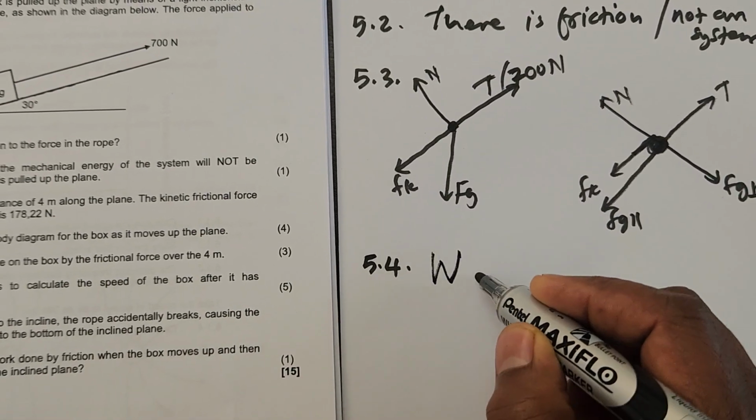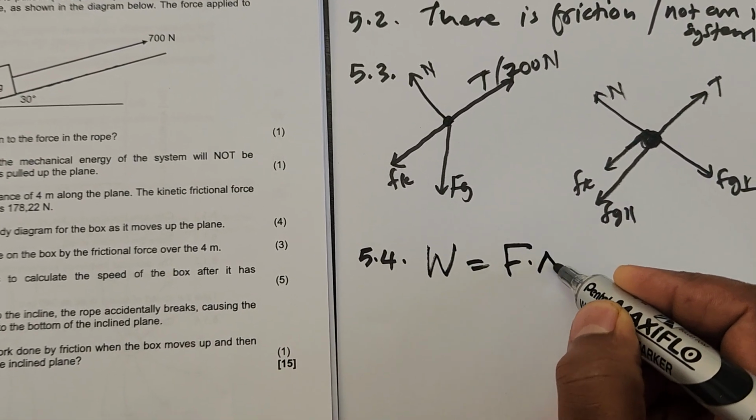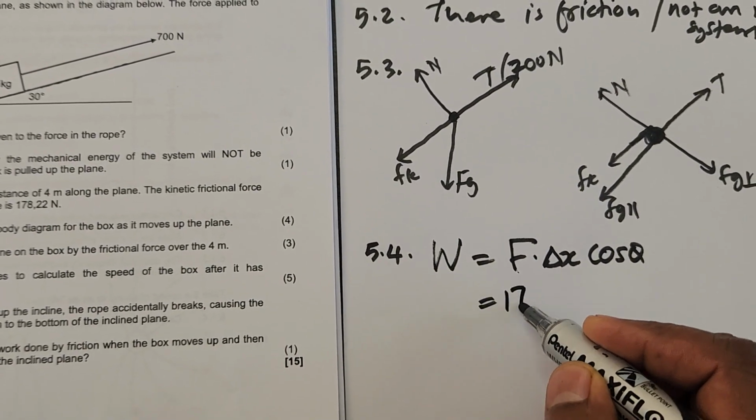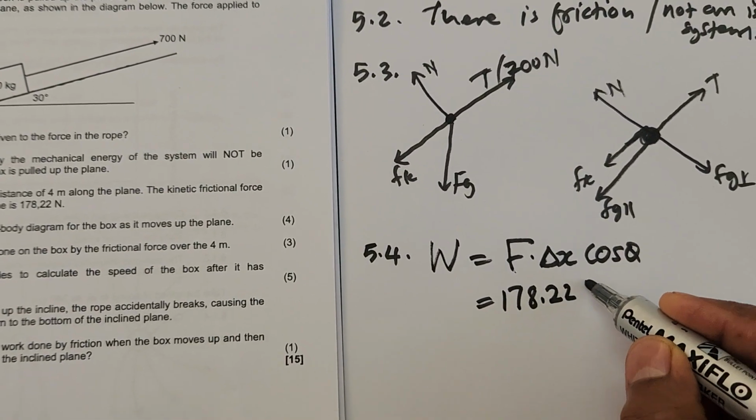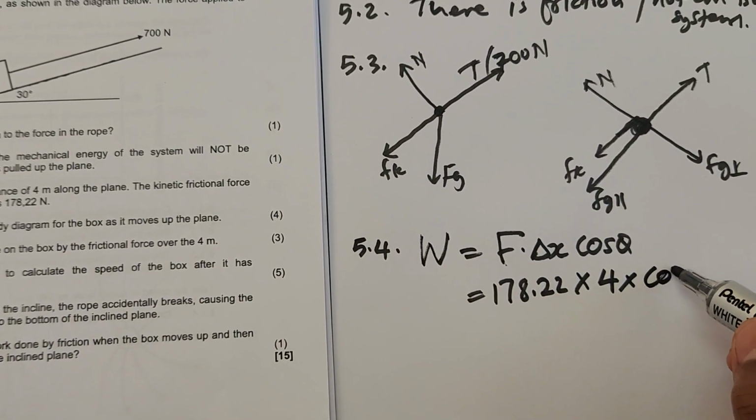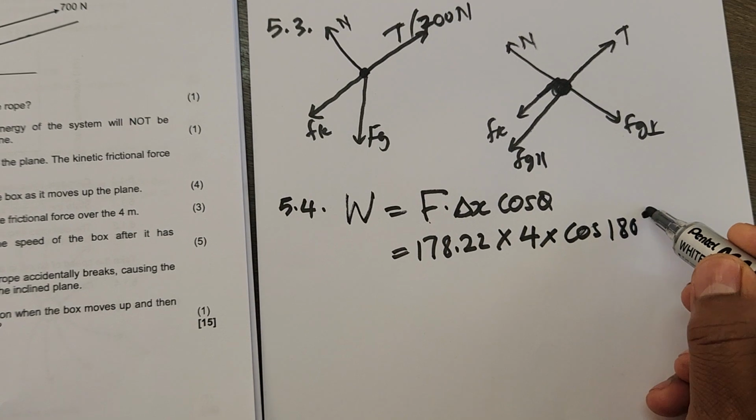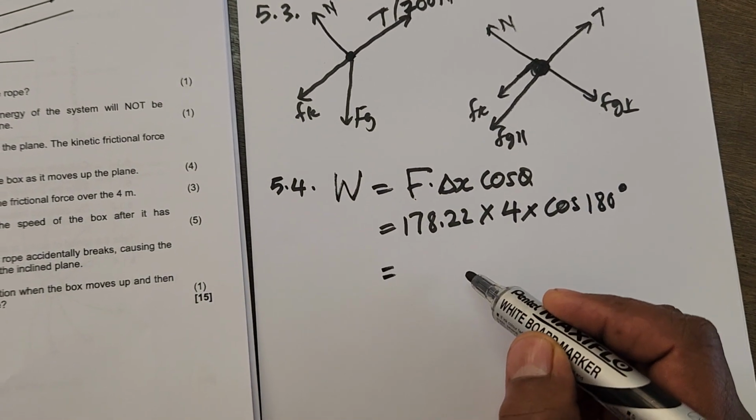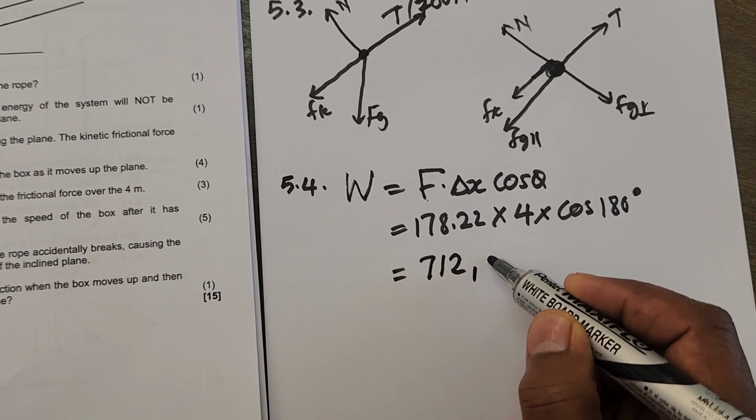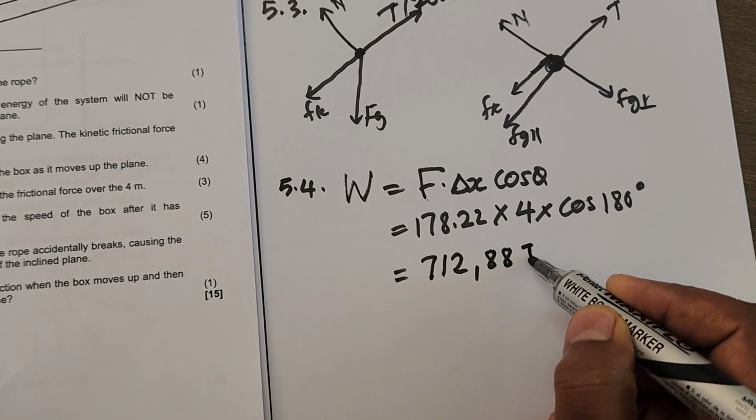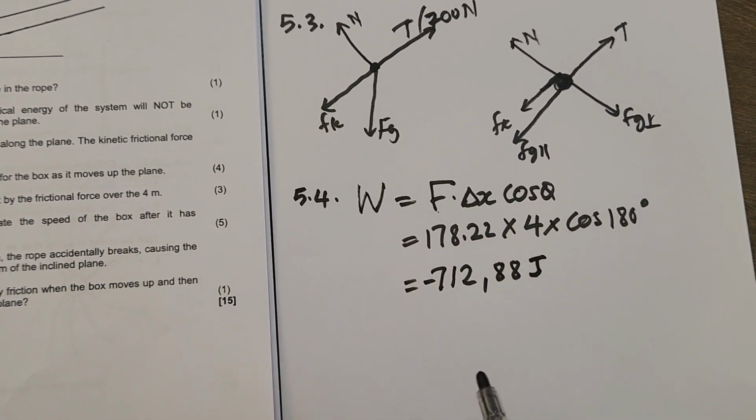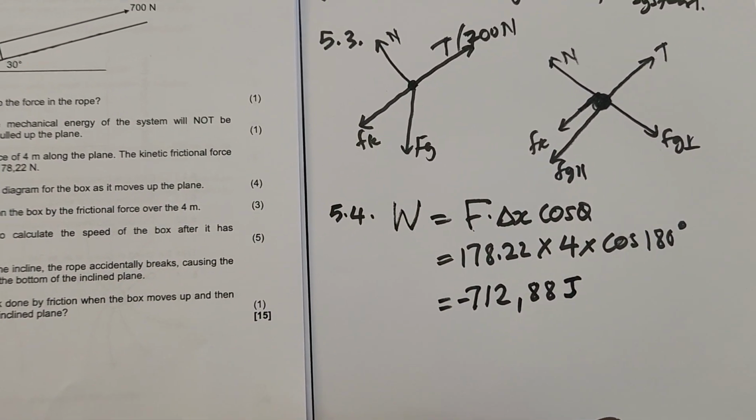178.22. Therefore, we know the formula of work done by a single force. You copy the formula from the formula sheet. This force is friction, 178.22, multiplied by 4 meters, and multiplied by, we said friction is doing negative work, cosine of 180 degrees. Then from here, if you use your calculator, it must give you 712.88 joules. This should be negative. Because friction is doing negative work, you get 3 marks for doing that.